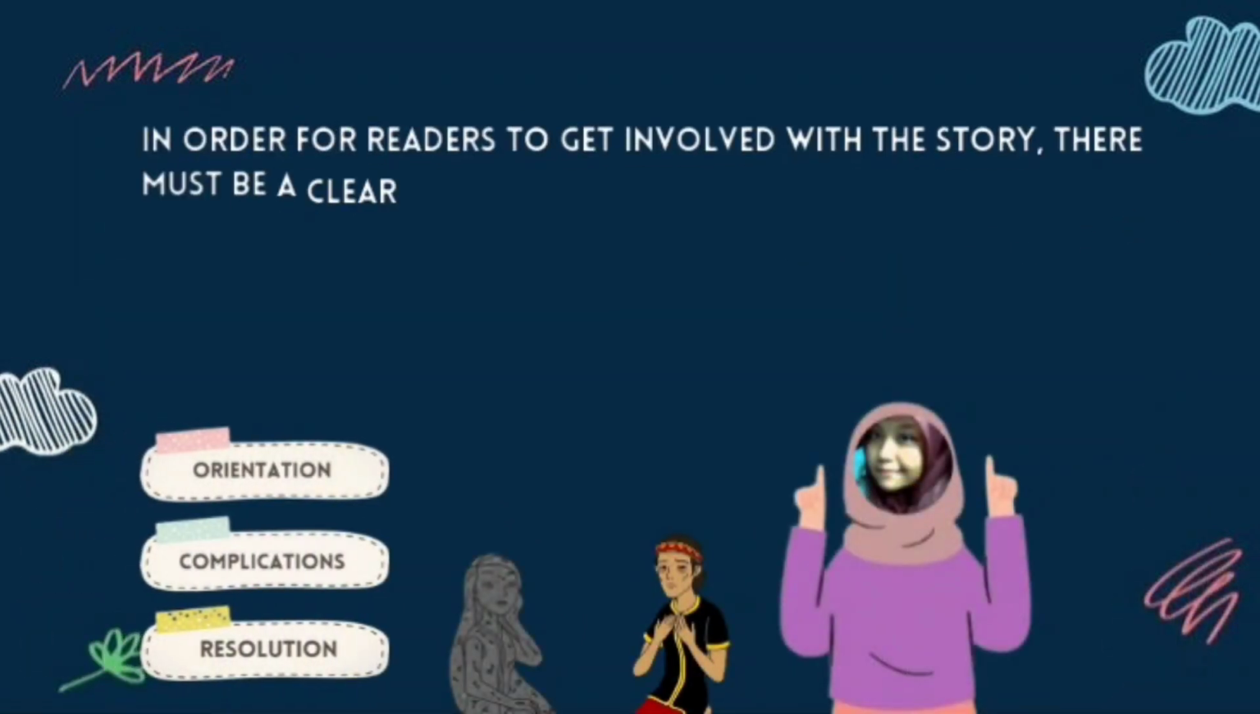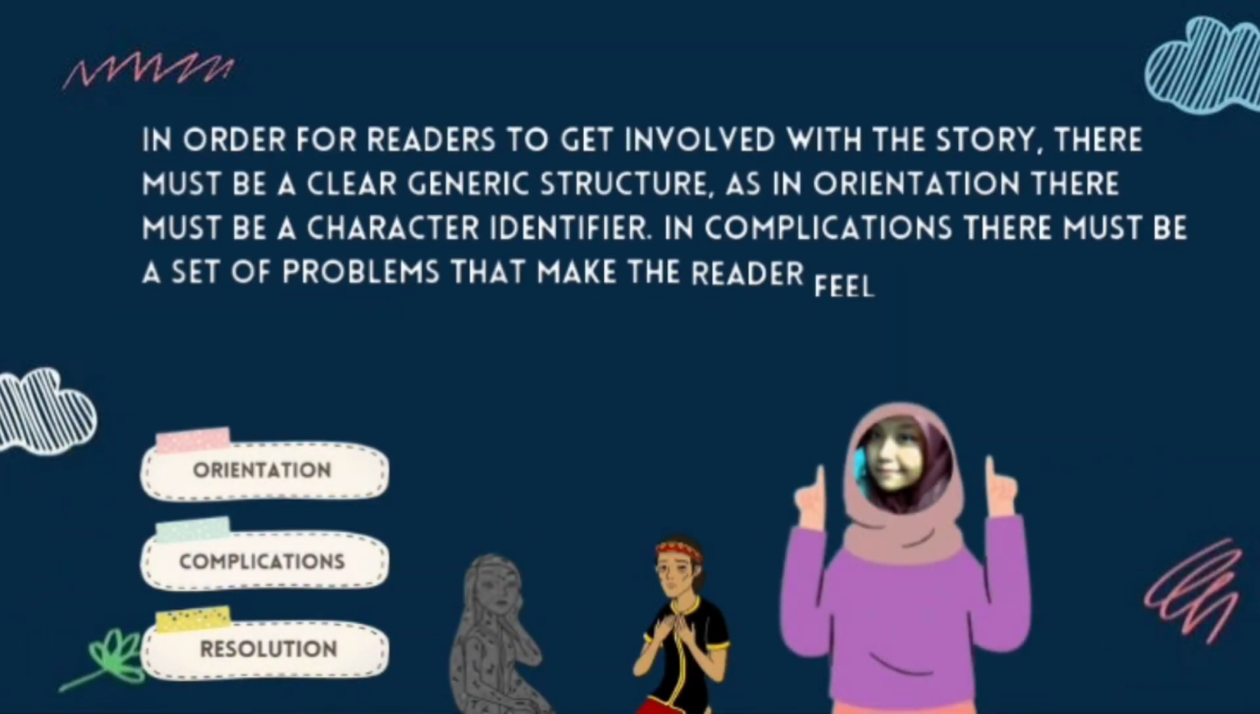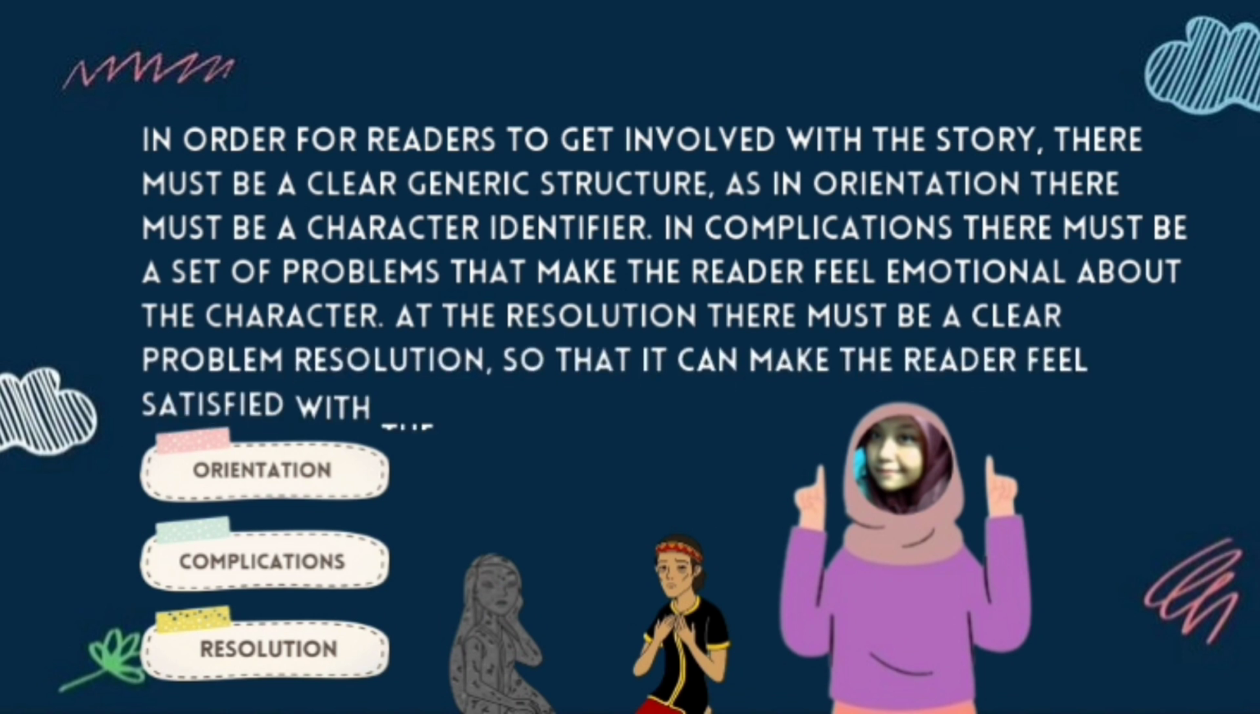In order for readers to get involved with the story, there must be a clear generic structure. As in orientation, there must be a character identifier. In complication, there must be a set of problems that makes the reader feel emotional about the character. At the resolution, there must be a clear problem resolution so that it can make the reader feel satisfied with the ending.